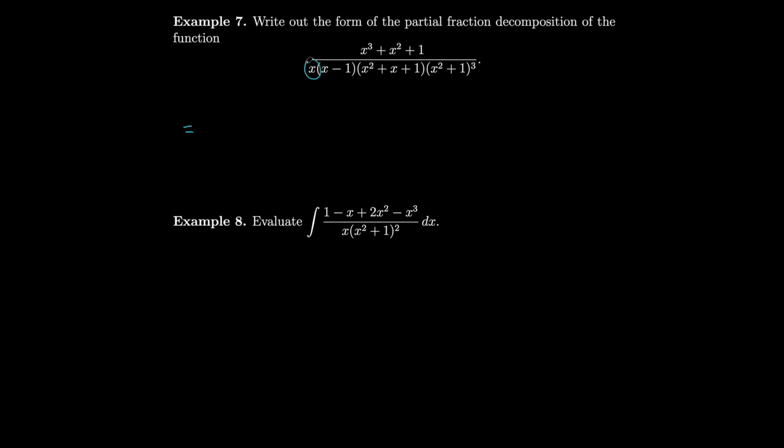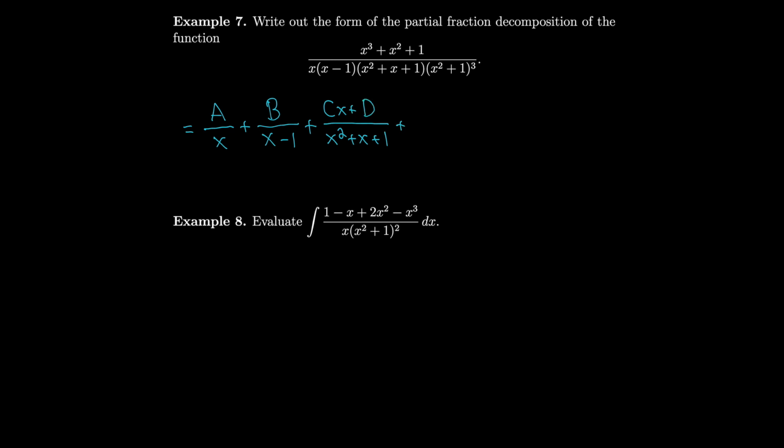My first term is x. So that's my first factor. So that means I'll have A over x. Then my next one is x minus 1, which is still linear, so I just need a B. Then my next one is x squared plus x plus 1. You can calculate the discriminant to see that that's irreducible. So this must need a linear term in the numerator, so I'll put Cx plus D.